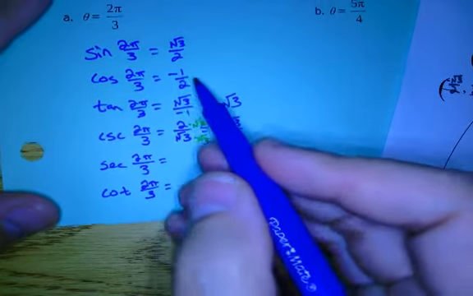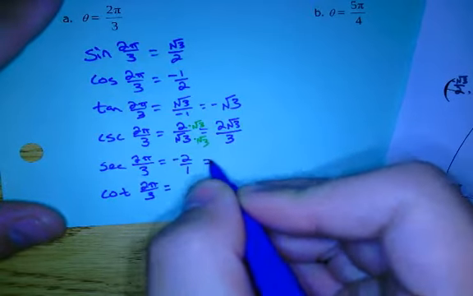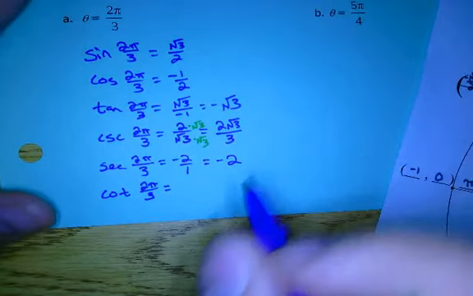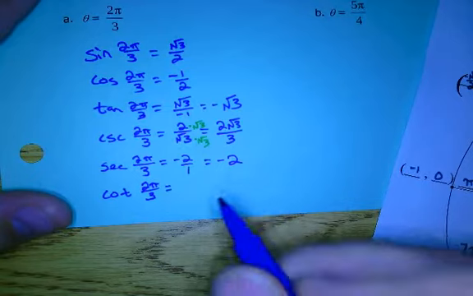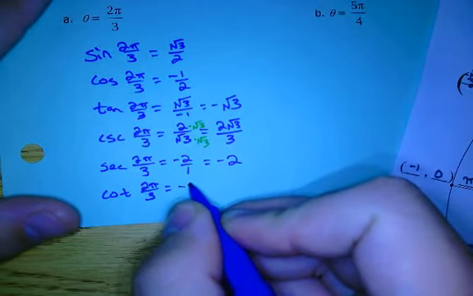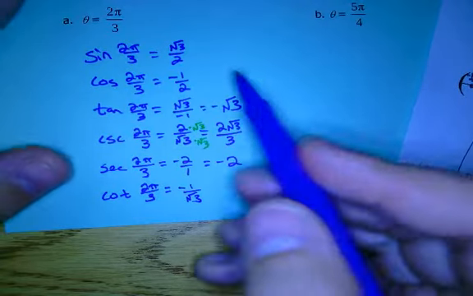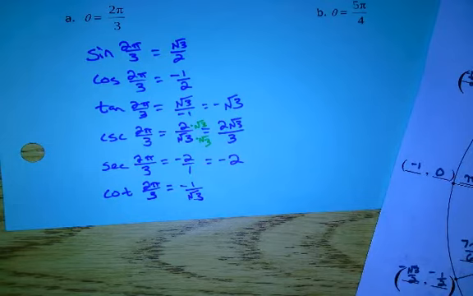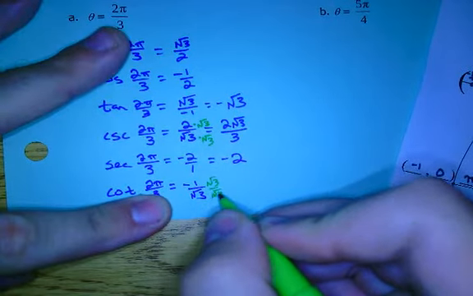What about secant? You're going to flip. You're going to get negative 2 over 1, which is just negative 2. For cotangent, you just take tangent and flip it, and it becomes negative 1 over root 3. I'll take that as an answer again. I'm cool with that, I'm just flipping tangent. Or if I rationalize this by multiplying top and bottom by root 3, what do I get?